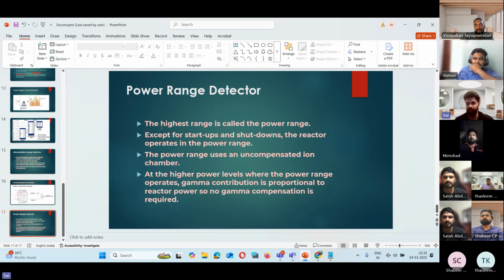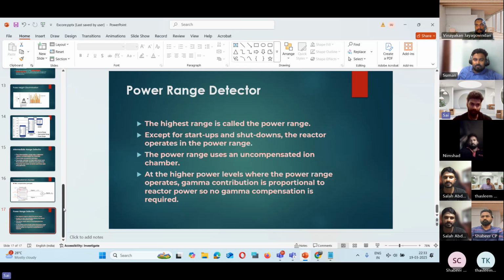Compensation is not required here because the neutron flux will be directly proportional to the power inside the reactor. That's the reason. At the higher power levels, where the power range operates, gamma contribution is proportional to the reactor power. So no gamma compensation is required here.